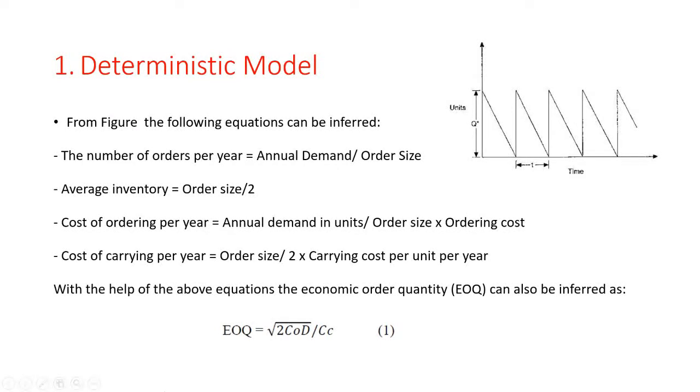In my previous video we discussed the economic order quantity, where we discussed how to find the EOQ, the ordering cost, carrying cost, average inventory, and annual demand. By using this equation, we get the economic order quantity equal to root of 2 CO D divided by CC. So here we get the first equation.